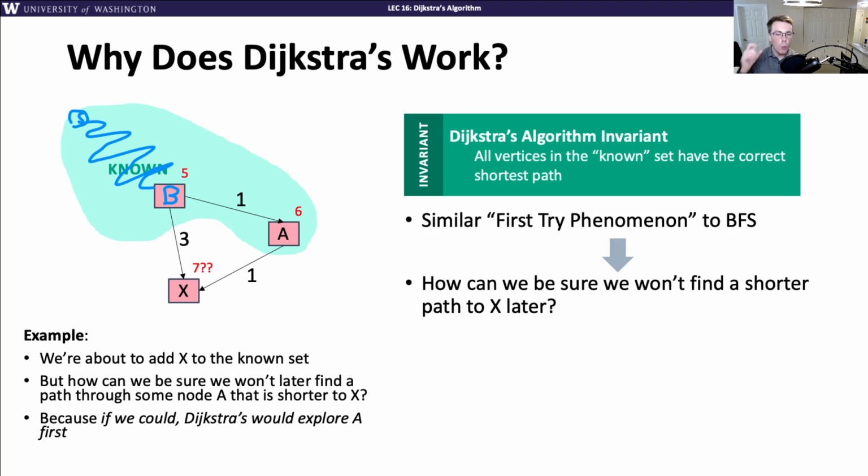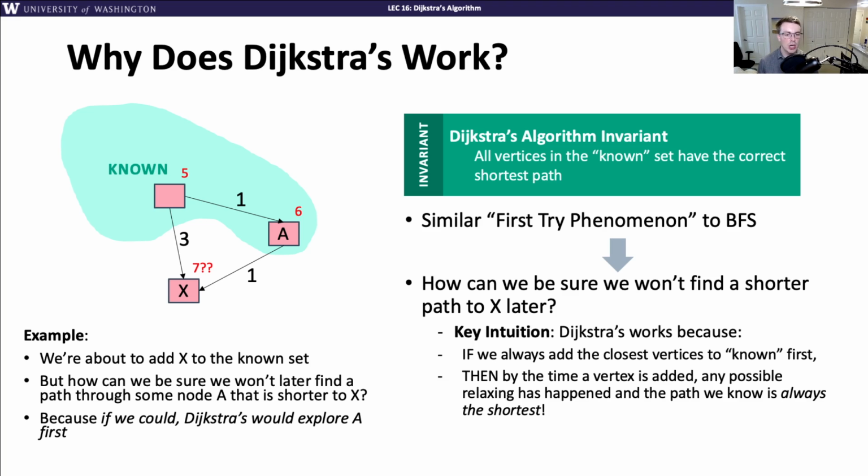Our algorithm would have explored A first, then updating the path from A to X to be shorter. So there's no way for this shorter, unseen path to exist, precisely because we explored nodes in the order of their total distance. So this case cannot actually happen. Let me clear my drawing before moving on.